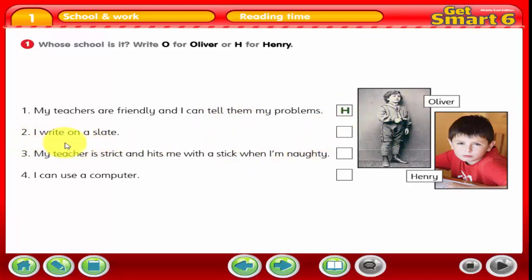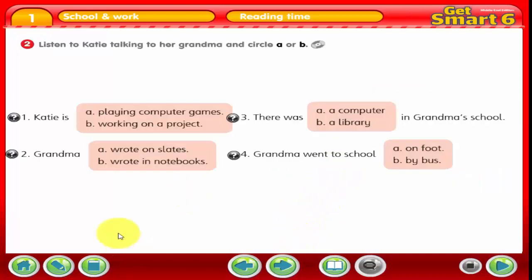Number 2. I write on a slate. أكتب على slate على لوح. أيهما Oliver or Henry? Yes, it's Oliver. Number 3. My teacher is strict. معلمي حازم وصارم and hits me with a stick when I am naughty. وبضربني بالعصا لما أكون مشاغب أو أشاغب. Is it for Oliver or Henry? That's right, it's for Oliver. Number 4 is homework.